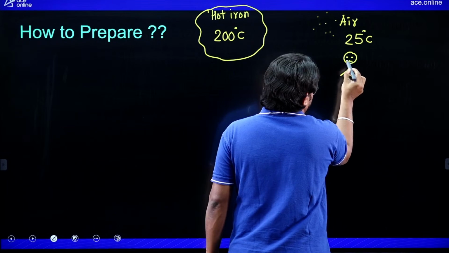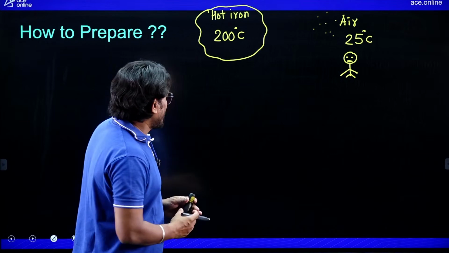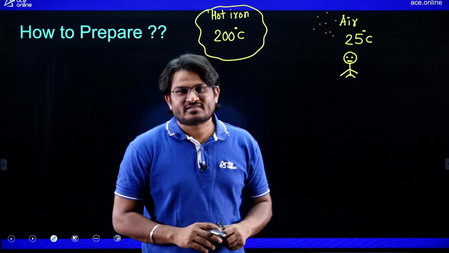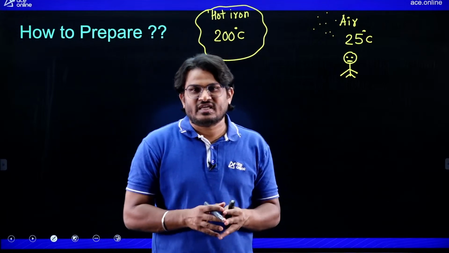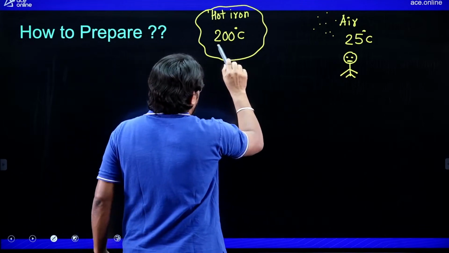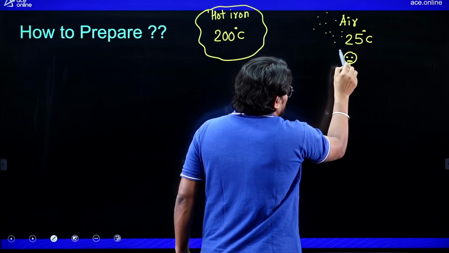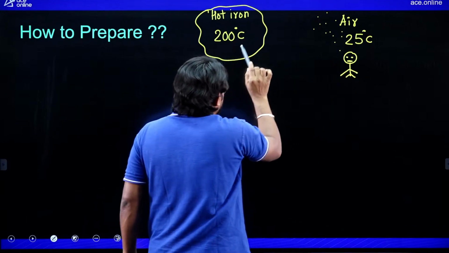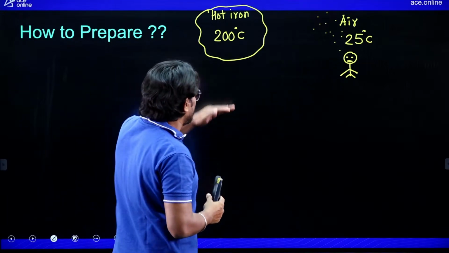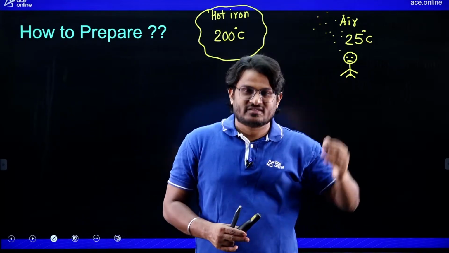So you are standing in air at 25 degrees Celsius, and this is the hot iron at 200 degrees Celsius. Now, what I told you is that temperature is an indication of energy levels, right? As you can see, here it is 200 degrees Celsius and here it is 25 degrees Celsius. So here also energy is there, here also energy is there. I am not denying that. But you can see here the temperature is very high.